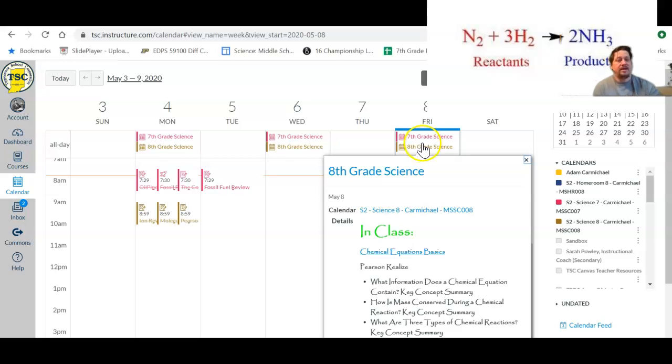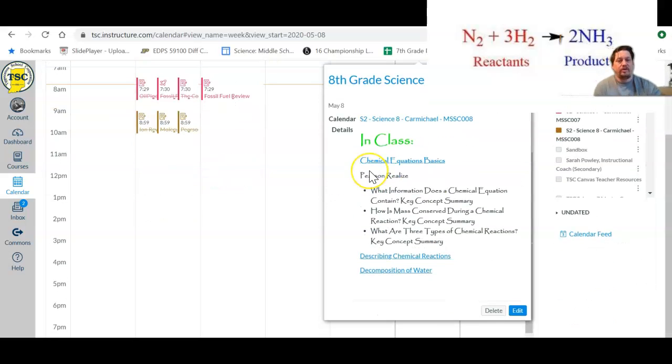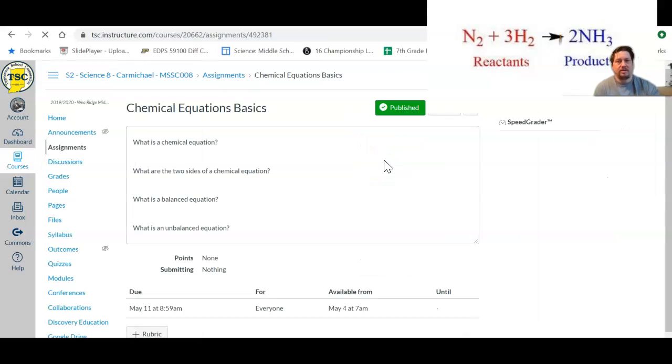On the calendar for today, we have a short review of the workbook pages you hopefully read on Wednesday, pages 172 to 181. Chemical equation basics. You're going to fill it out, and you're going to answer questions. In the submission box here, submit. What is a chemical equation? What are the two sides? What's a balanced equation, which will become important as we go forward today? And what is an unbalanced equation?